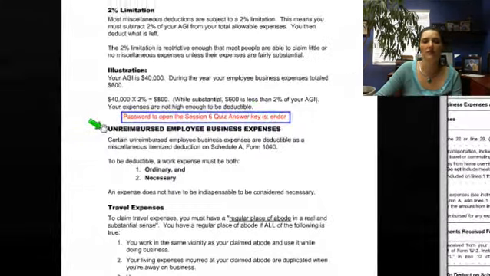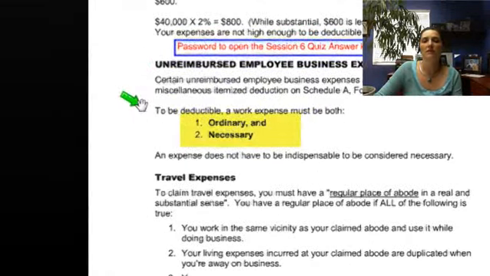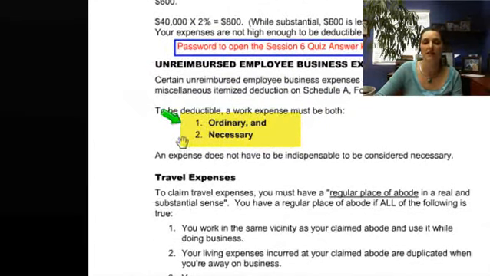So let's move on with the discussion of unreimbursed employee business expenses. Certain unreimbursed employee business expenses are deductible as a miscellaneous itemized deduction on Schedule A of Form 1040. To be deductible, a work expense must be both ordinary and necessary. But an expense does not have to be indispensable to be considered necessary.